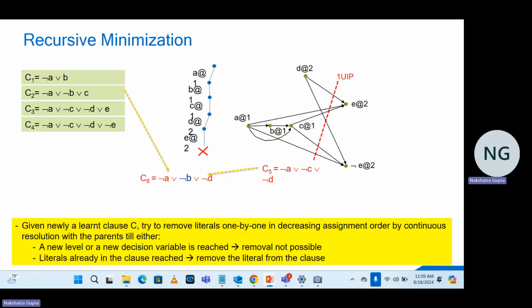So in recursive minimization, that's exactly what we try to do. You try to eliminate the literals recursively until you reach a decision literal which you cannot eliminate, or you successfully get the clause which substitutes the original clause. So in this case, the process will continue, and the clause which substitutes the original clause will be derived. And that's what MiniSat does.